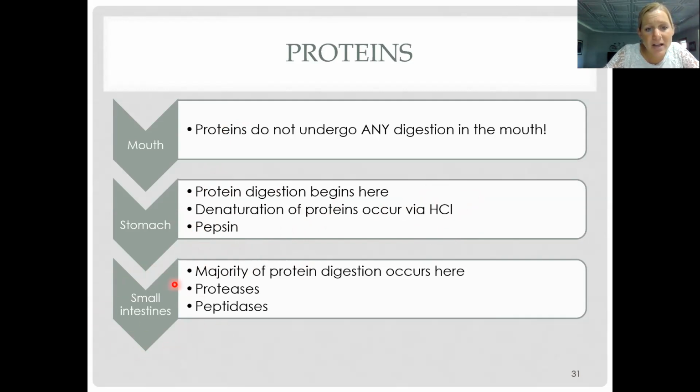As we move into the small intestines, again, the majority of protein digestion will occur in the small intestines. Two more enzymes that are of importance to us. We have proteases, and proteases are enzymes that are going to break down the protein into even smaller components. These proteases are made in the pancreas and small intestines. And then we also have peptidases, which are going to break those short protein chains into lengths of 3 amino acids or less. So they're kind of like the smallest, working with the shortest chains of those amino acids.